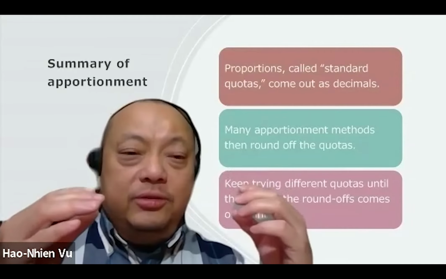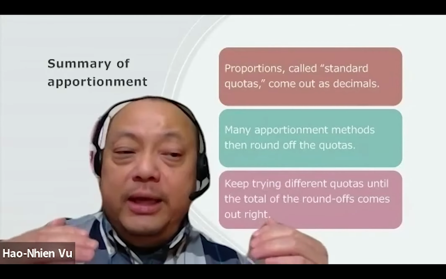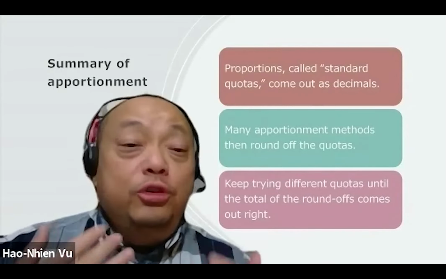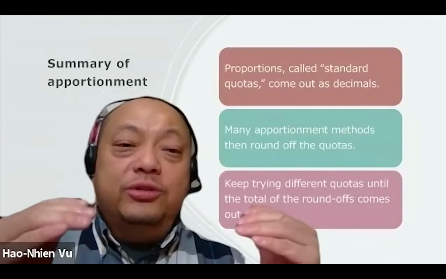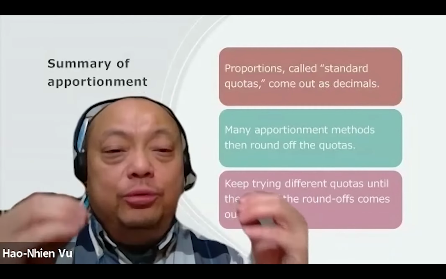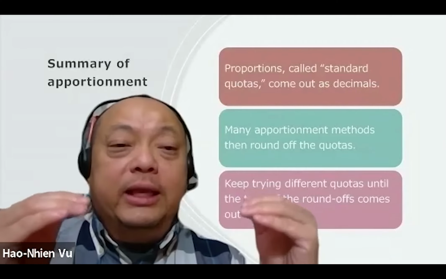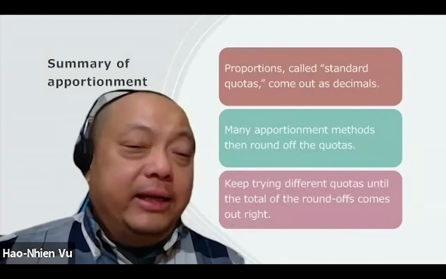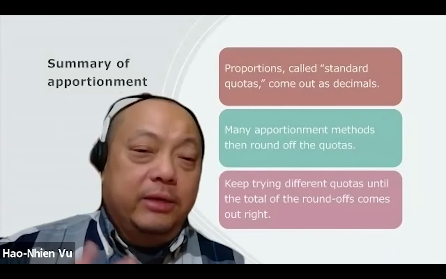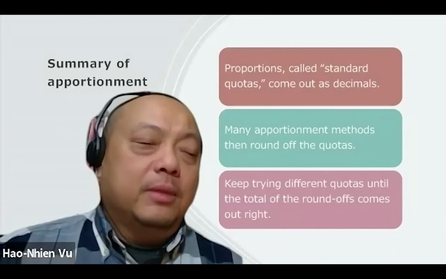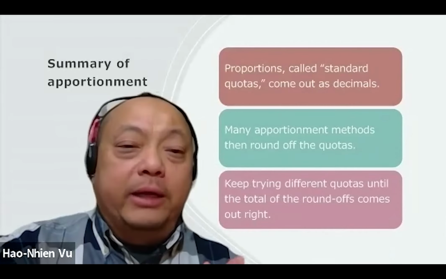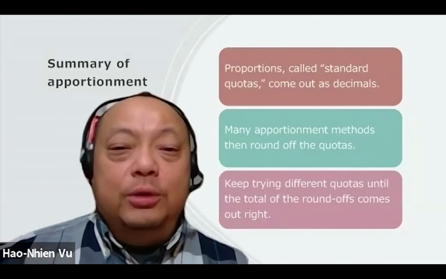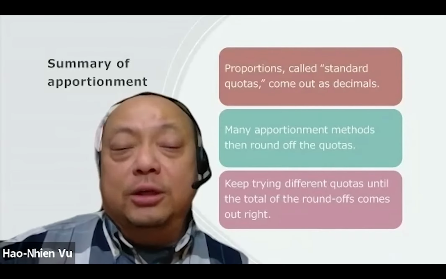They take the quotas and they round them off, and they see whether after rounding, it adds up to the correct total. Usually it doesn't. So what they do is they adjust the quota. If it adds to a total that's too low, then they adjust the quota to be a little bit higher. And then they round off again, they add again to see if it works. And if it doesn't work, they try different quotas. And this is usually achieved by adjusting the standard divisor. They keep adjusting the quotas until the total of the round-offs comes out to the correct total.